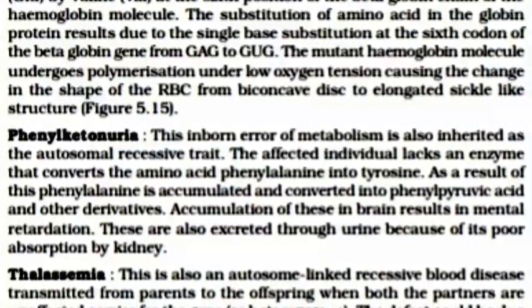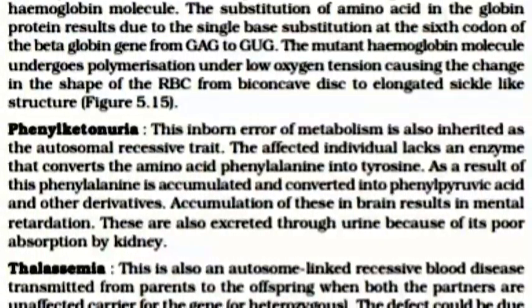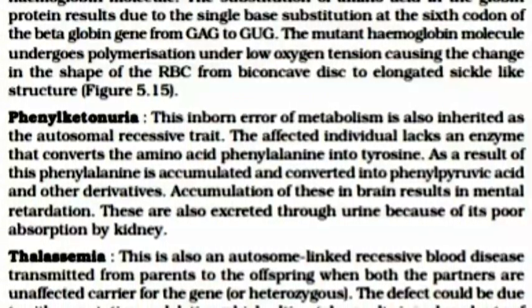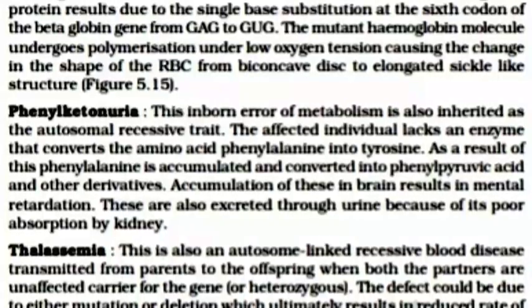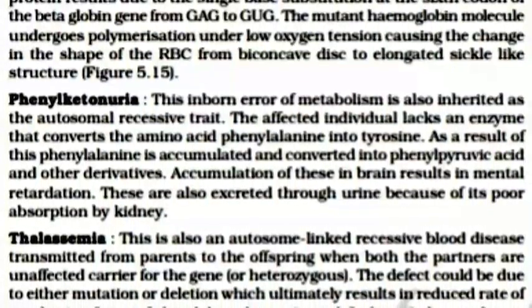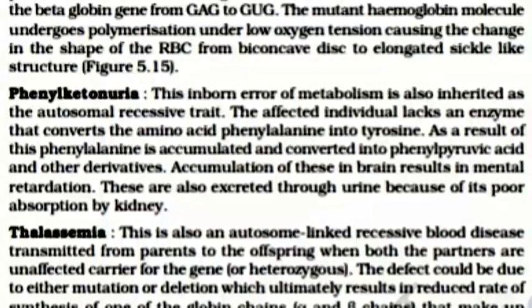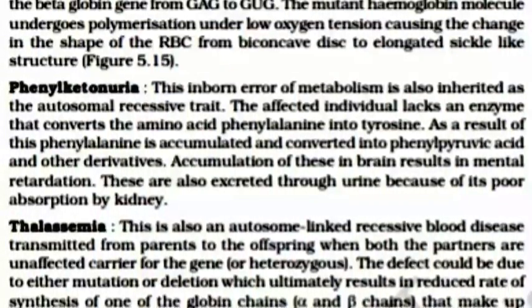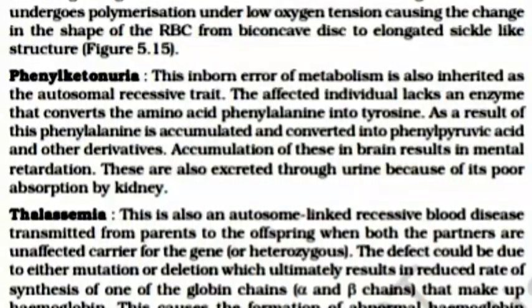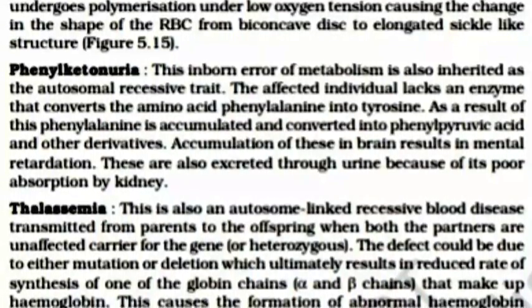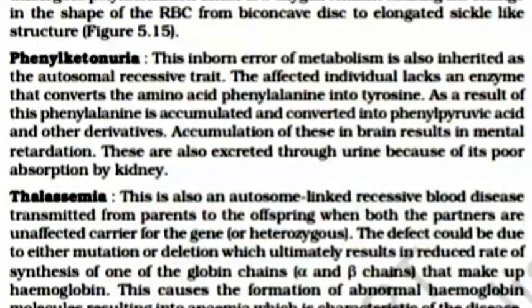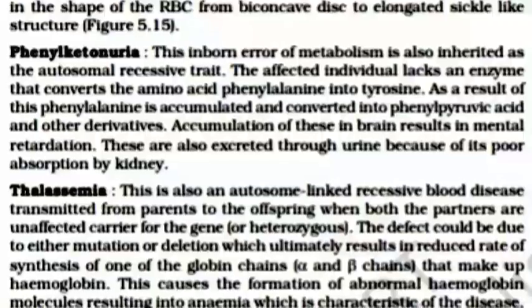hemoglobin molecule. The substitution of amino acid in the globin protein results from a single base substitution at the sixth codon of the beta globin gene from GAG to GUG. The mutant hemoglobin molecule undergoes polymerization under low oxygen tension, causing the change in the shape of RBC from biconcave disc to elongated sickle cell structure.